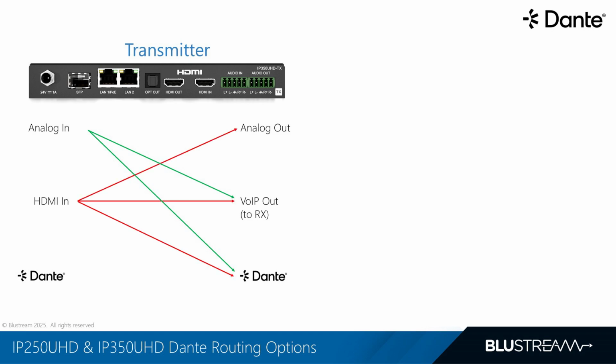Now let's talk about the flexibility of the HDMI embedded audio within the IP350. Once audio is received via HDMI, it's not locked to a single path. In fact, it can be directed in 3 powerful ways. 1, breaking out to analog. The audio can be de-embedded and routed out through the 5-pin analog audio output, perfect for feeding local amplifiers, DSP, or audio zones.